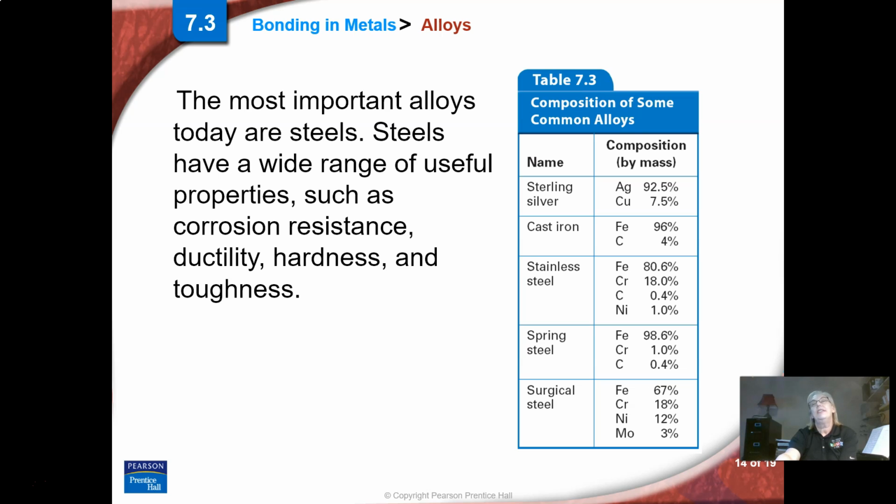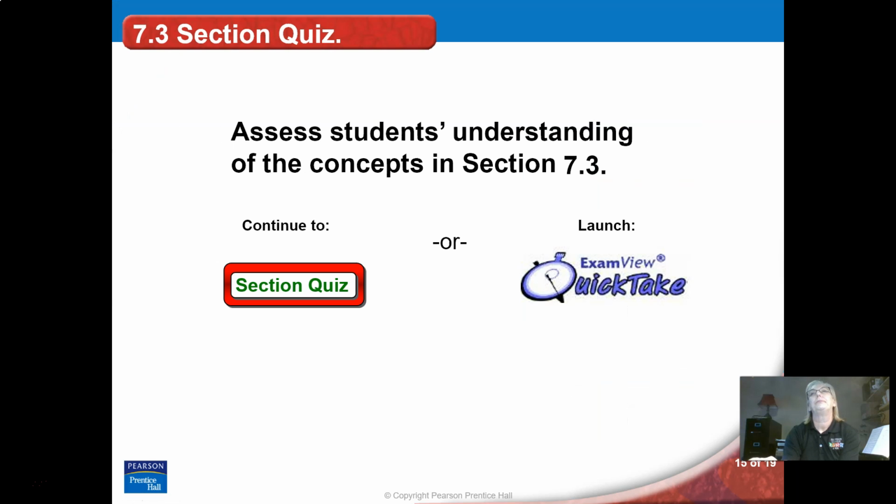And we use them for a lot of different things. So surgical steel is very strong and it's not reactive in the body, so we use these chemicals in there. So every alloy is a little different.